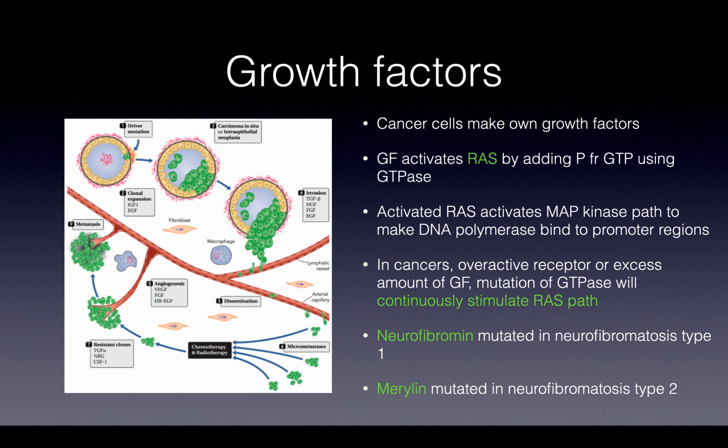Neurofibromin protein is going to be mutated in neurofibromatosis type 1, and merlin is going to be mutated in neurofibromatosis type 2. So these are going to allow the fibrotic tissue to grow around the neurons without any regulation.